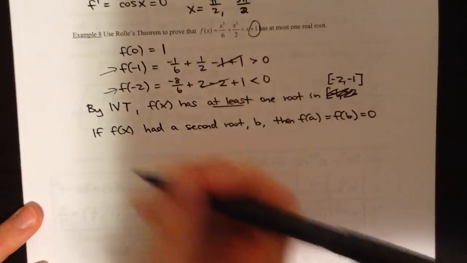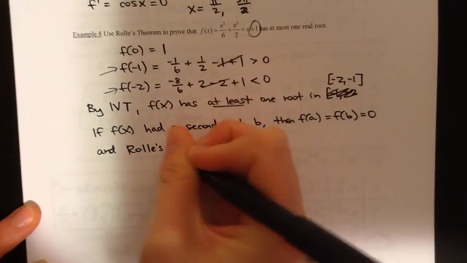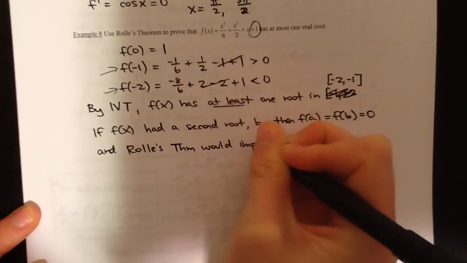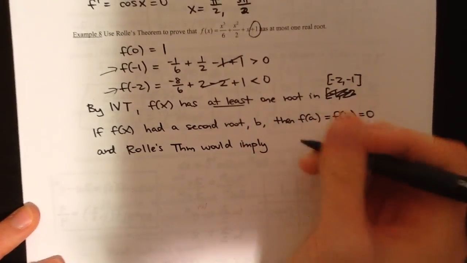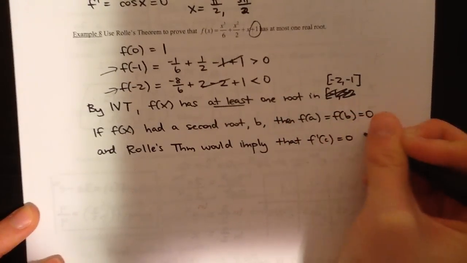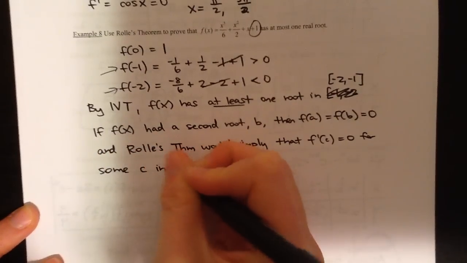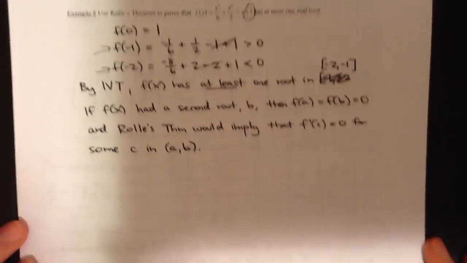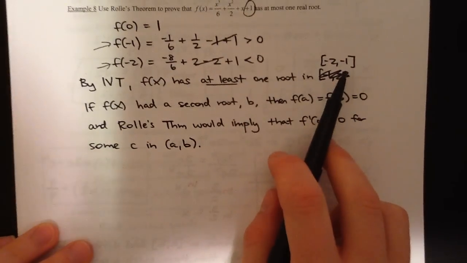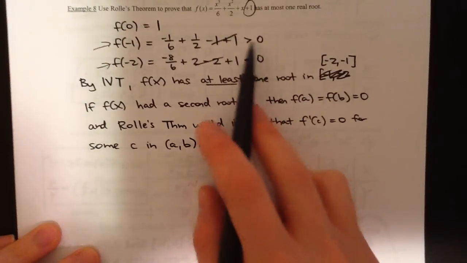All right, so in Rolle's theorem, let's write this. Rolle's theorem would imply that f prime of c equals 0 for some c on the interval from a to b. All right, so let's walk through that really quickly. So we know we've got at least one root somewhere in here, and that's by the intermediate value theorem. First we're above the x-axis, then we're below the x-axis. There's got to be a root somewhere in there.